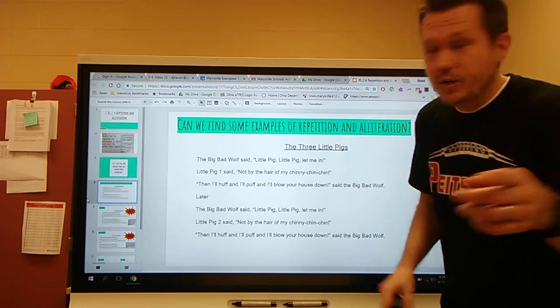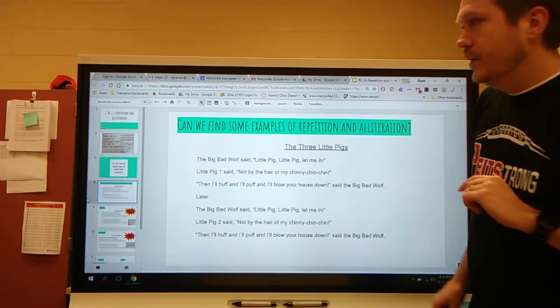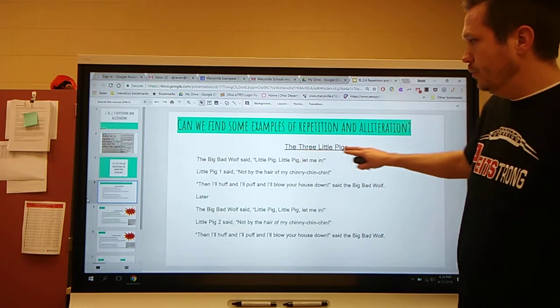So as a reader, make sure you're looking and listening for repetition and alliteration. Here we go. The Three Little Pigs.